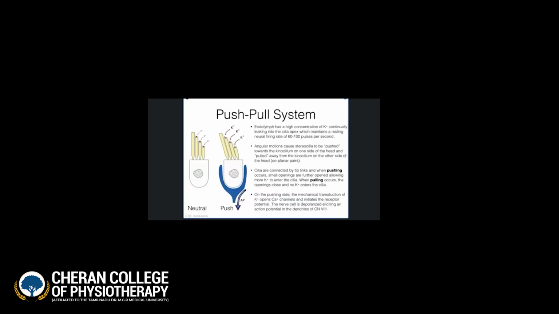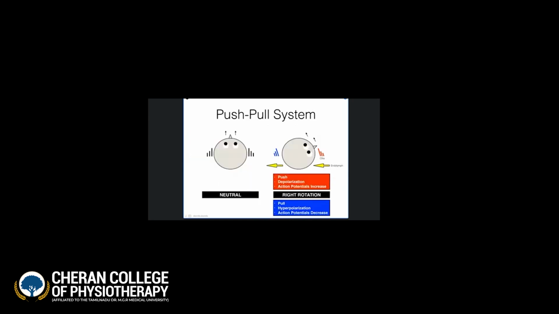So this is the pull and push system which I told you about. When the hair follicles are in neutral, there is no conduction. When there is a movement, a pull and push mechanism happens and releases potassium ions. From there it goes to the nerves, and the nerves send the signal to the higher centers. So that is the physiology behind it. All of this is not required.